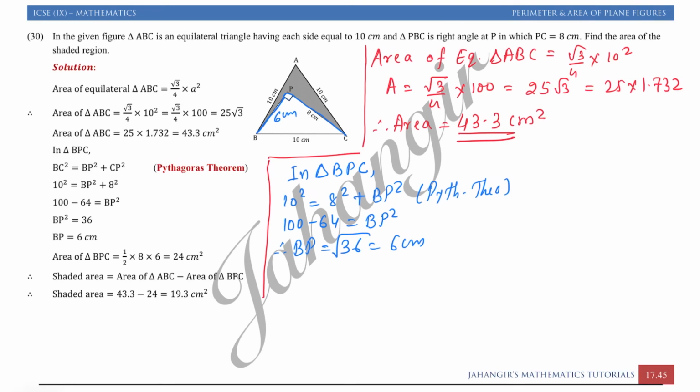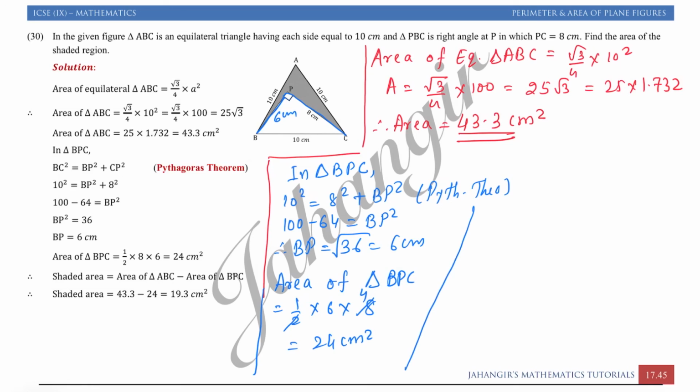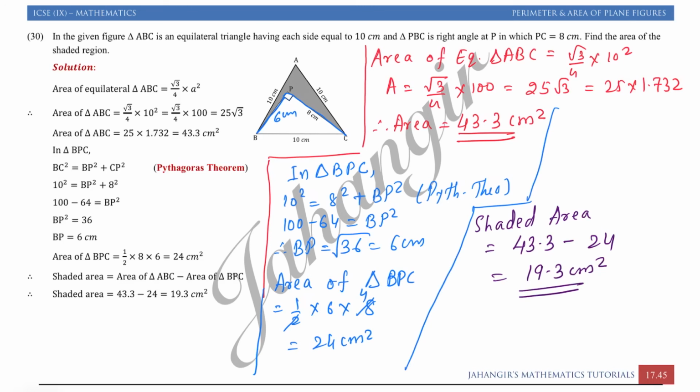So area of triangle BPC is equal to half into base 6 into height 8. So 2 ones are 2, 4 sixes are 24 centimeter square. So shaded area is equal to area of equilateral triangle 43.3 minus 24, that is equal to 19.3 centimeter square.